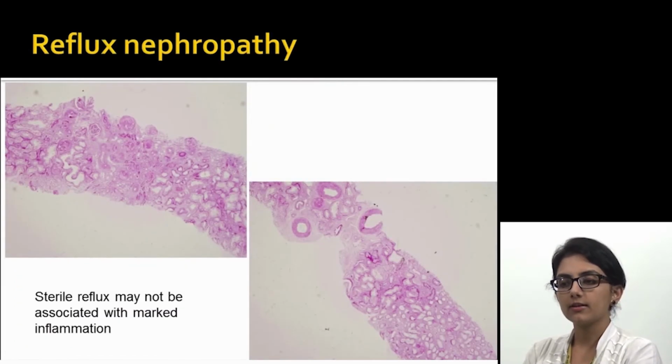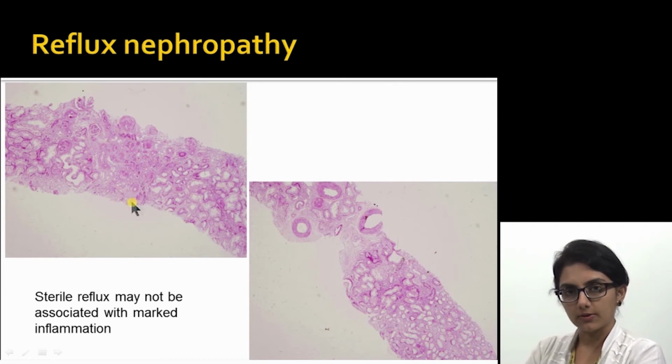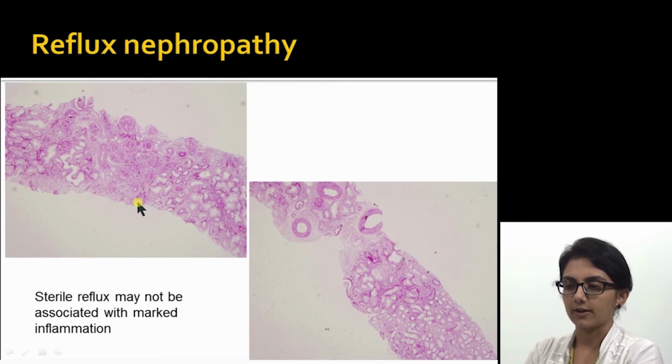So if we have a case of pure reflux nephropathy where only sterile urine is going up into the kidney and damaging it, this is the usual biopsy picture. It's mostly a very bland kind of fibrosis starting in the medulla and going up into the juxtamedullary cortex, and it is not associated with the inflammation that we see in a pyelonephritis.